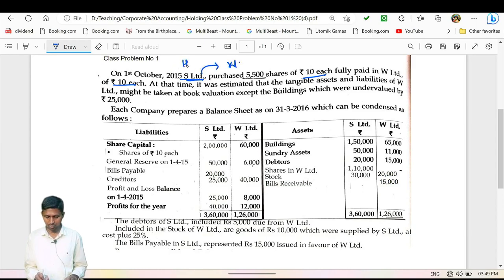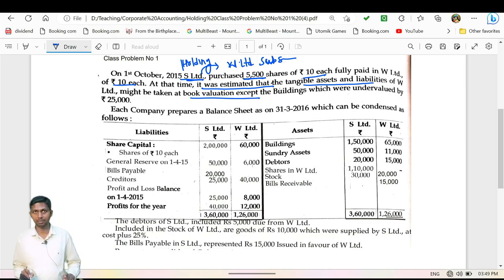Therefore, S Limited is our holding company. This is our holding company. And then W Limited is our subsidiary company. Correct. Holding and subsidiary. S is our holding, W is our subsidiary. Holding company purchased 5,500 shares in the subsidiary company. At that time, it was estimated that tangible assets and liabilities of W might be taken at book valuation except the building, which was undervalued by ₹25,000.